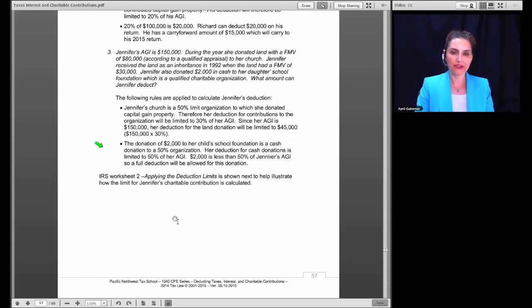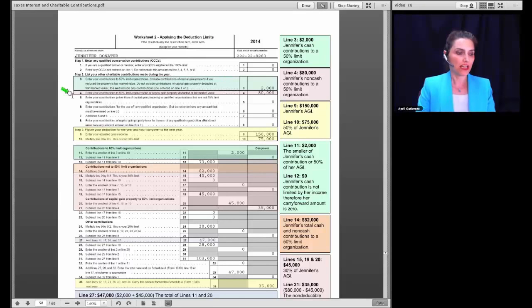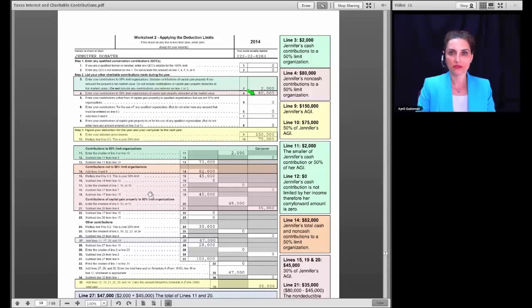The IRS actually provides a worksheet that you use to figure this deduction. So we begin on line 3 in the case of Jennifer, where we enter the cash contributions she made to the qualifying 50% organization, and that was $2,000. On line 4, she enters the total contributions of capital gain property to a 50% organization, and they were $80,000. So the land valued at $80,000 goes on line 4, and the cash at $2,000 goes on line 3.